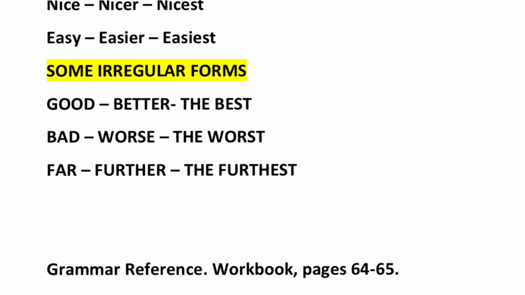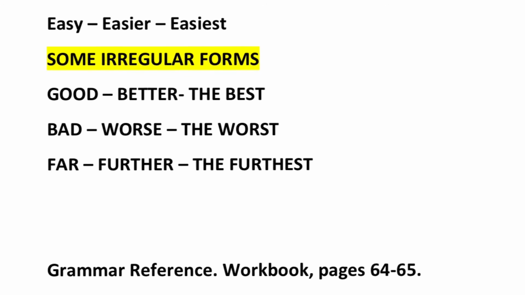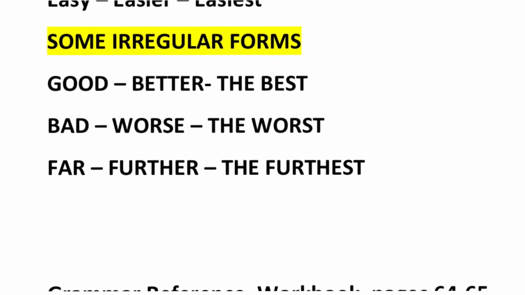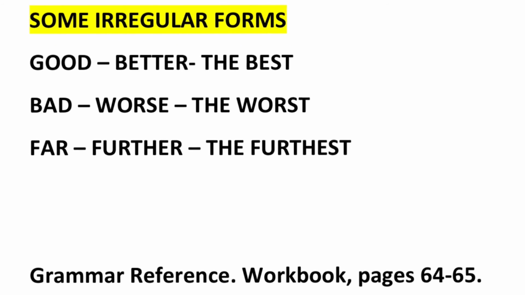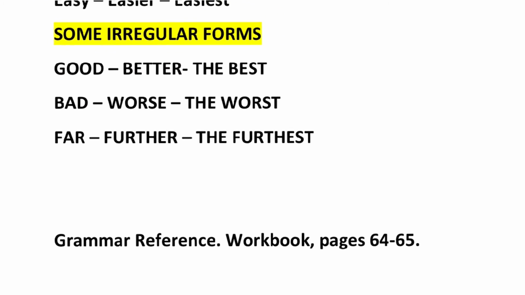And then finally, we have some irregular forms for the adjectives. I mean, irregular because they don't follow the same rule, no siguen el mismo patrón. Para el comparativo y el superlativo son formas totalmente distintas. We have good, comparative better, and the superlative the best. Bad, in the comparative worse and in the superlative the worst, bueno y malo. And then finally far, lejos, in the comparative farther, in the superlative the farthest.